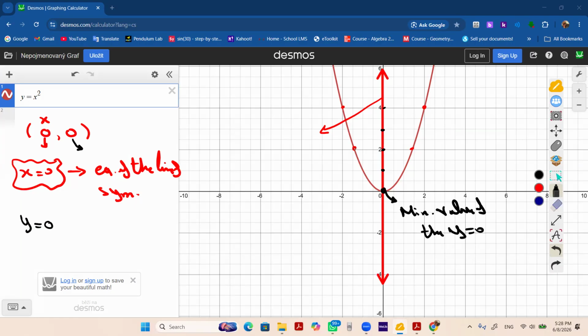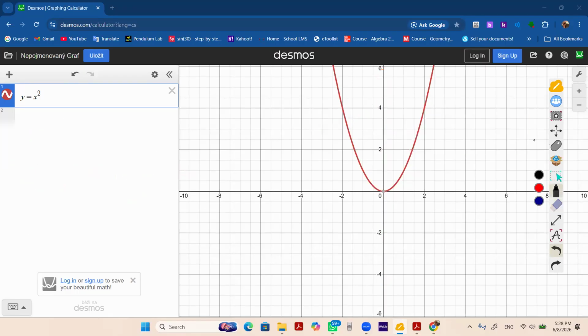This is the least value of y. Y here is 2, y here is 2, y here is 4, y here is 4, okay? Because this point is 2 and 4. But what is the least value or the minimum value of y? It's the value of y in the vertex, which is y equals 0. Okay?